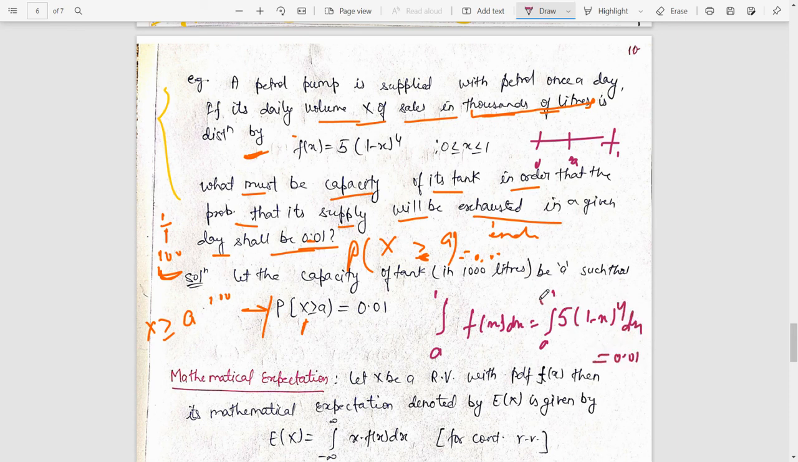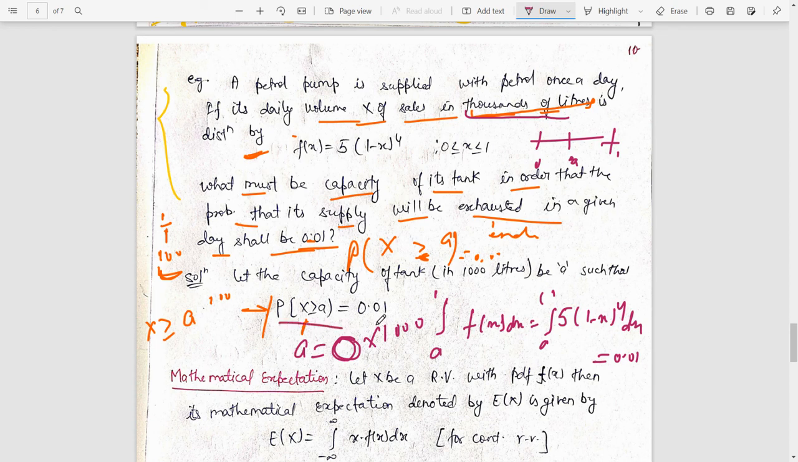Okay, so this integral will come in terms of a, and when you do the calculation, you will get some value, something in terms of a. But whatever value you get, you have to multiply it by thousand liters. So you have to multiply it by a thousand to get the actual volume, the actual capacity of the tank.